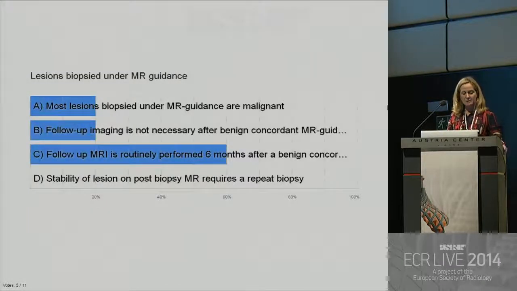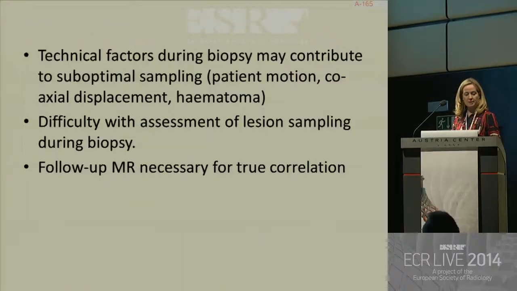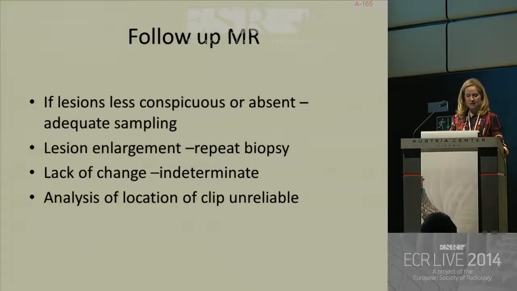Most lesions biopsied under MR will be benign, about 50 to 70% of lesions. But 8 to 12% of lesions that are biopsied and come back as benign have been inadequately biopsied. And of those, 14 to 18% will be malignant. So that gives us a 2.5% false negative rate of MR biopsy. And technical factors during the biopsy may contribute to suboptimal sampling: patient motion, coaxial displacement, or hematoma, which can make assessment of lesion sampling difficult during biopsy. So follow-up MR is necessary for true correlation. If the lesion is less conspicuous or absent, you've adequately sampled it.